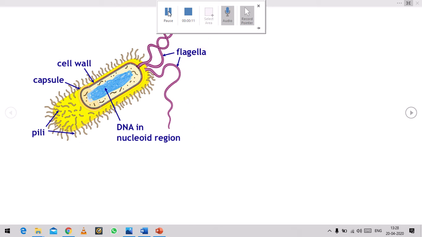I have sent you some information regarding the structure of bacteria and different classification systems. Today we are just going to simply discuss the flagella. Very important flagella: how it is moving and what are the differences between the flagella and the pili.